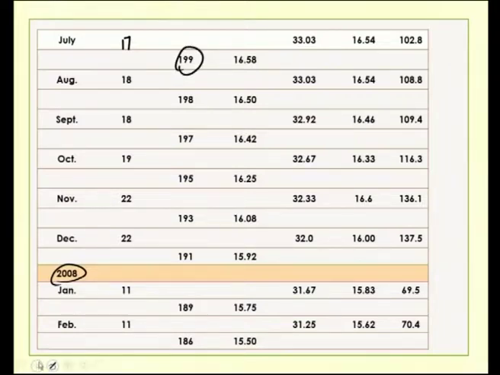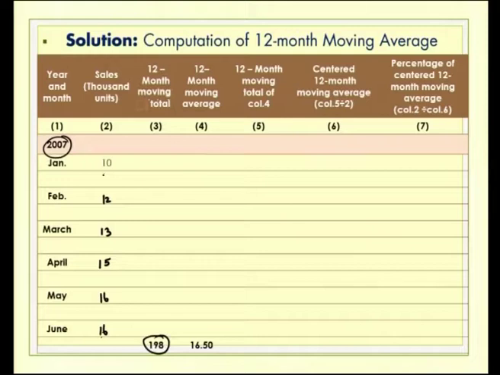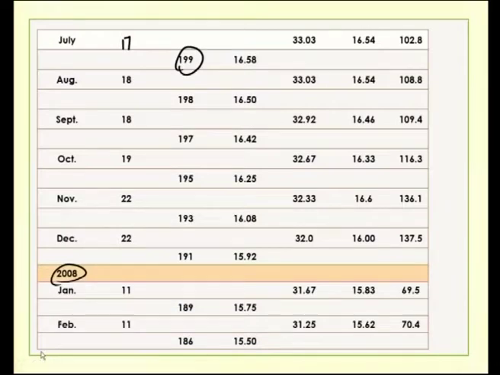This 199 is leaving the first value, very important, leaving the first value, take the total of the remaining 12 values. Leaving the first value, taking the total of 12 values is 12 plus 13 plus 15 plus 16 plus 16 plus 17 plus 18 plus 18 plus 19 plus 22 plus 22 plus 11.